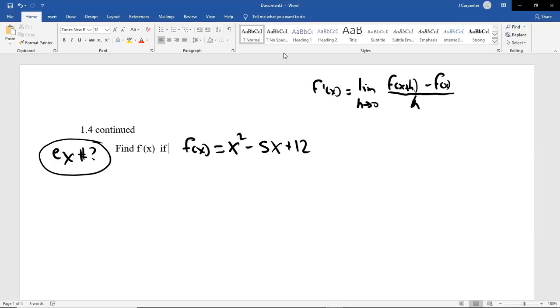I'm going to first, in the interest of this problem, write out f prime of x equals the limit as h goes to 0 of f of x plus h.